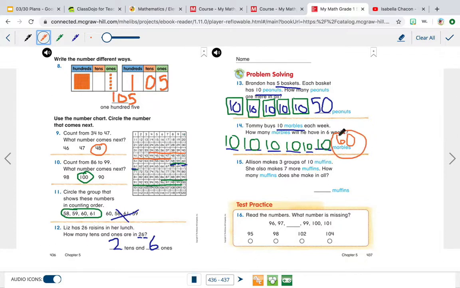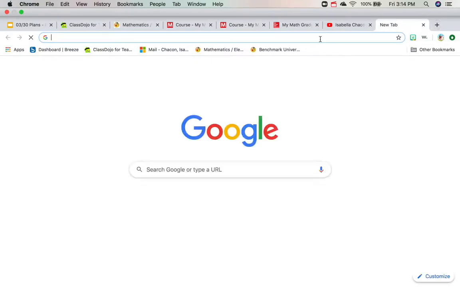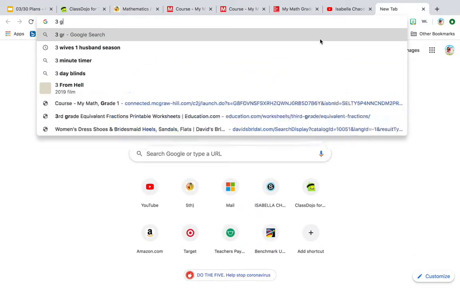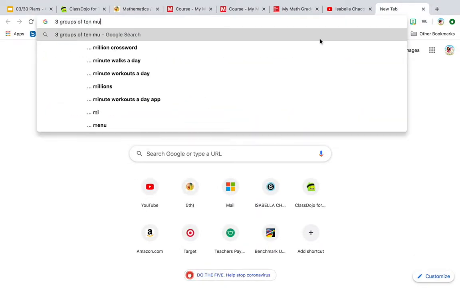Now let's read our next word problem. Allison makes 3 groups, so 3 groups of 10 muffins. So imagine a big cupcake tin, and all she has in it are 3 groups of 10 muffins. So she has 3 different cupcake tins with 10 muffins. So let's see if we can look up 3 groups of 10 muffins.